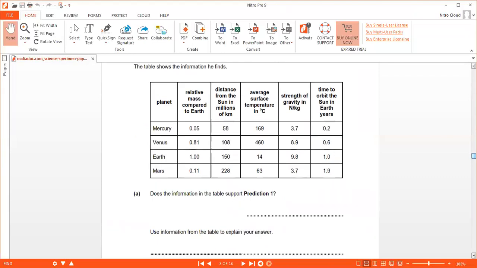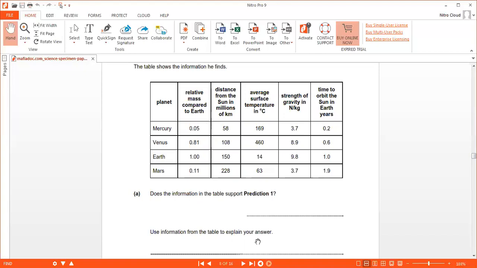Does the information in the table support prediction 1? Look at the table. The time to orbit the sun in Earth years. Mercury, Venus, Earth, Mars. As we move from Mercury to Mars, the time taken increases. So his prediction is correct.